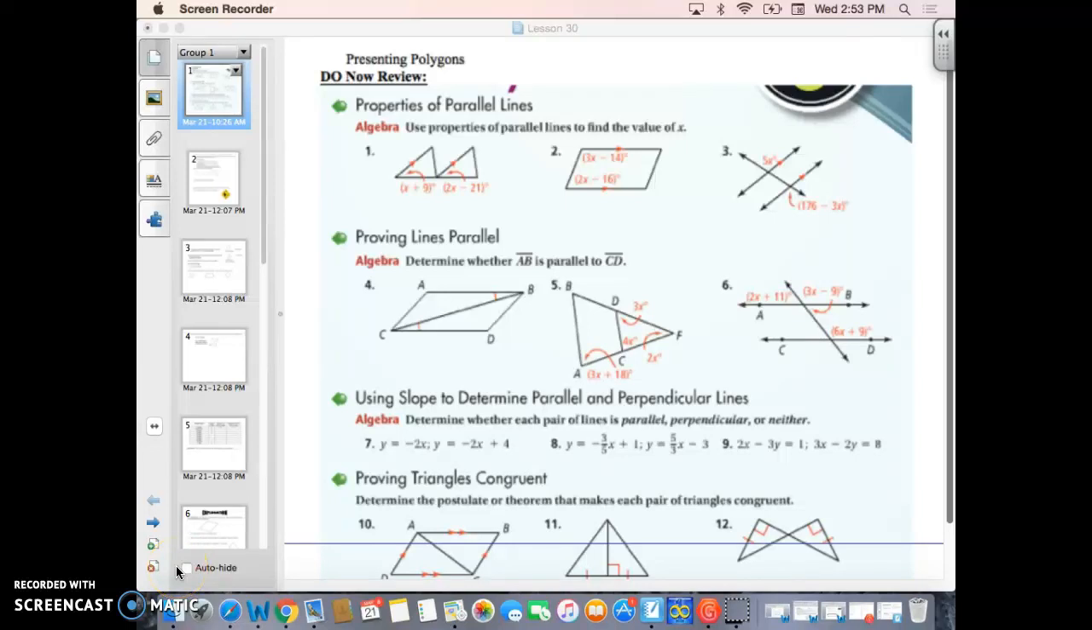All right, so this is that time of year where we're going to start reviewing for the EOC and move forward. So the first thing you have to know are the properties of parallel lines. So remember, parallel lines cut by a transversal, your angles are either going to be congruent to each other or supplementary.